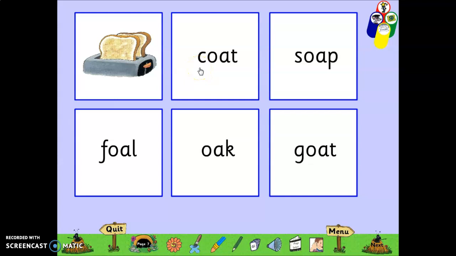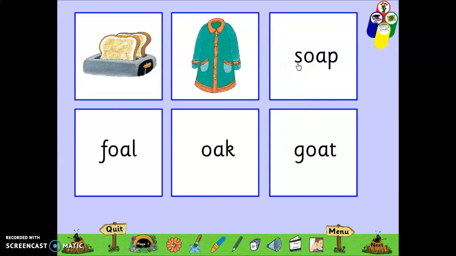The next one is K, O, T. Okay, I'm going to say it again, and you try it with me if you feel you can. K, O, T. K, O, T. Right, what do you think it is? Coat. It is a coat. Okay, we're going on to the next word.